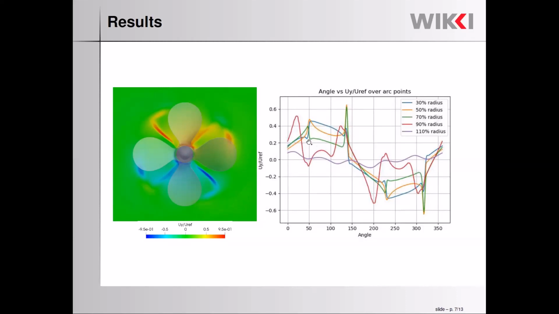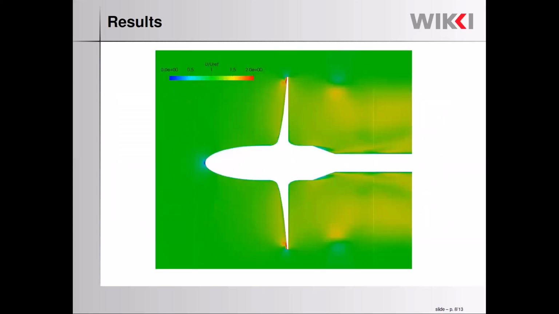So if you start from 30, 50, and 70, you are pretty much in this band over here. But then as you go higher with the radius, you are actually getting more peaks and something more interesting. And of course, when you go out of the diameter of the propeller at 110% of the radius, you get something that is pretty much around 0, which is kind of expected from the image on the left.